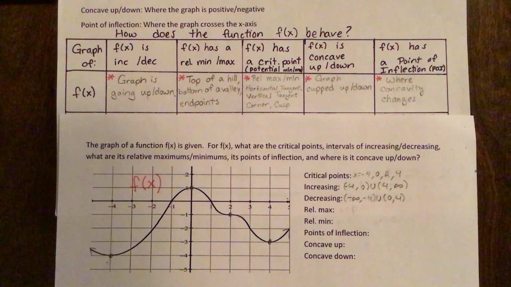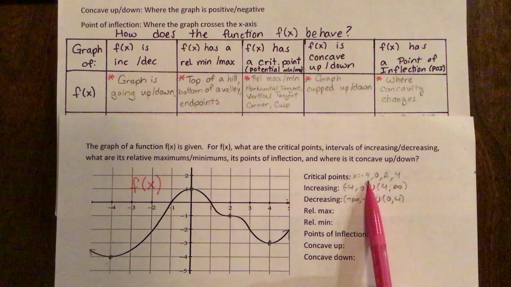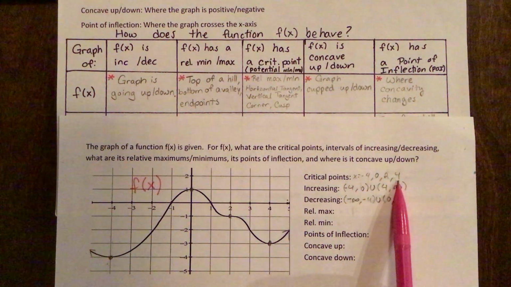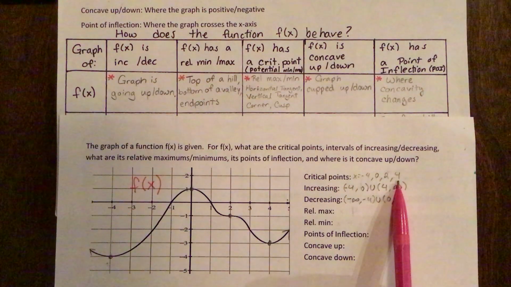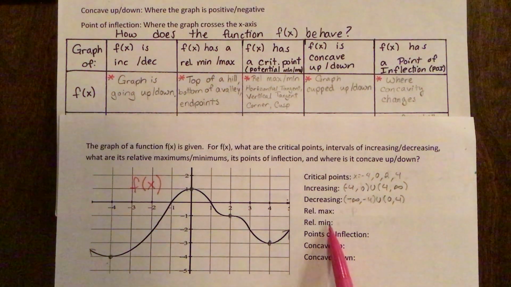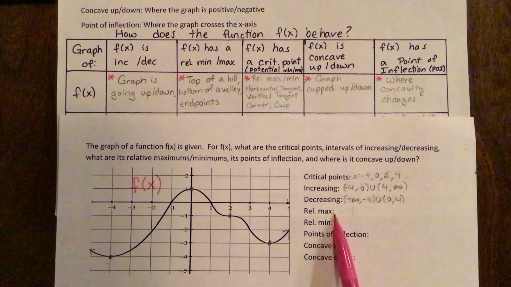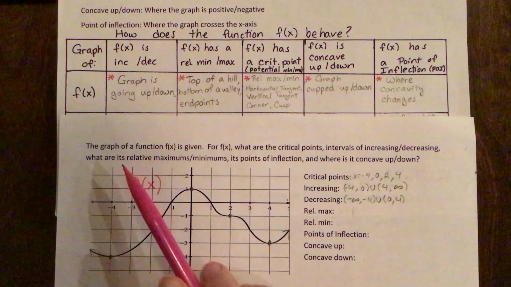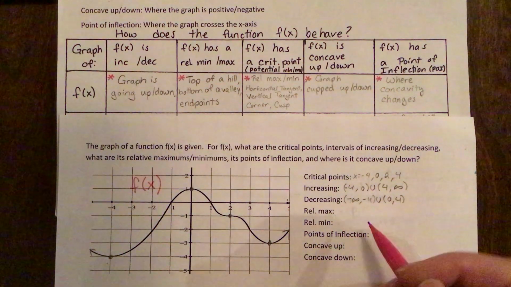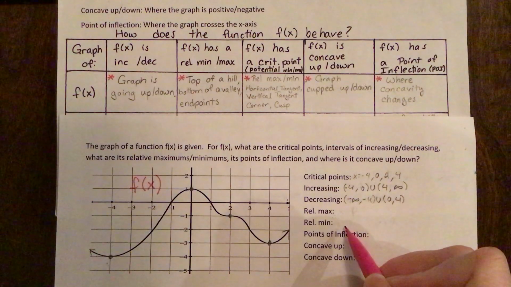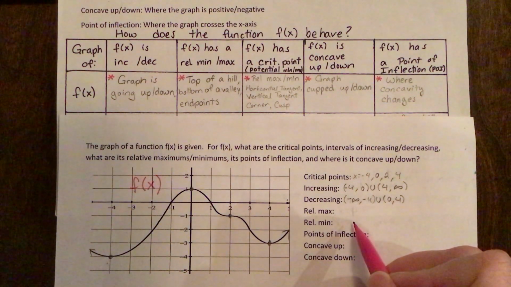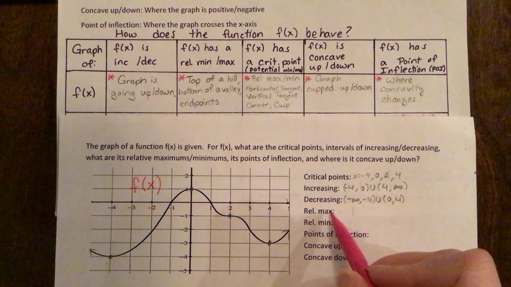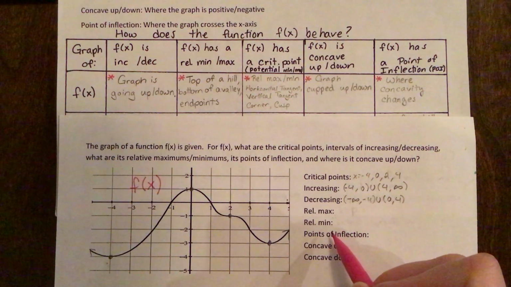Next up is relative maxes and mins. There are 4 possibilities, -4, 0, 2, and 4. It doesn't say what are the x values, or at what x is there a relative max or min. It says what are the relative maxes and mins. So we're looking for the x value and the y value. The y value is the max or the min. The x value just tells you where that happens.